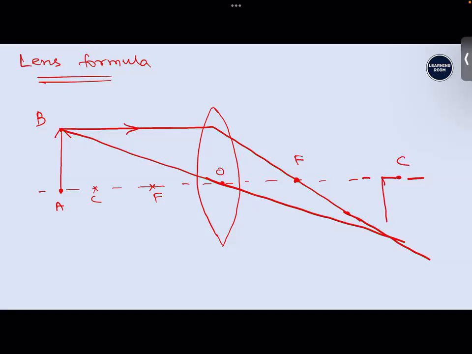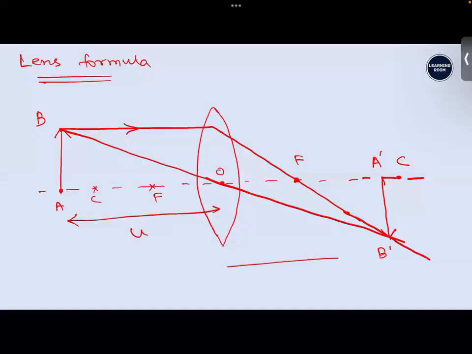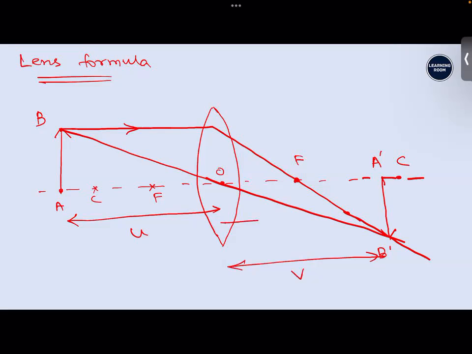Okay, let's say here the center of curvature is there. The image would have formed between the focus and the center of curvature. If I call this A dash B dash, then what is the distance AO called? The distance AO is called U, the distance OA dash is called V, and the distance OF is called F itself. As part of construction, if I drop a perpendicular from here and call this point M. Okay, so first draw this diagram.